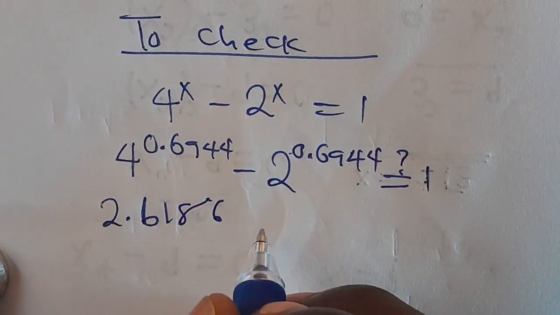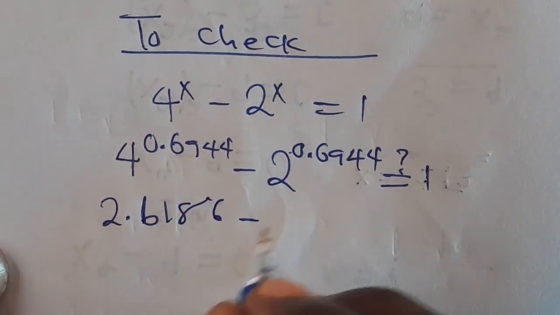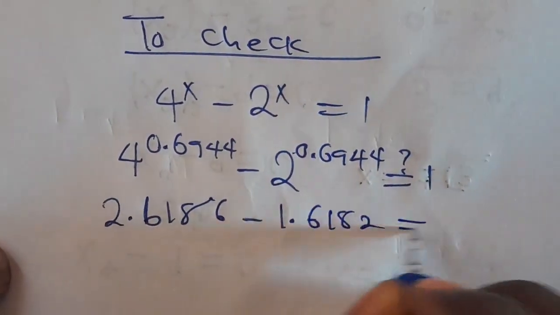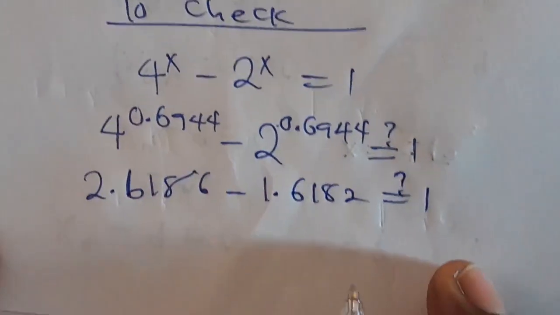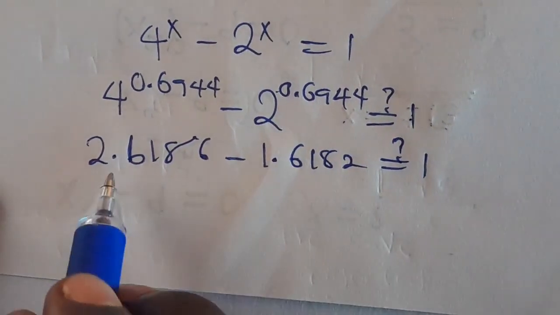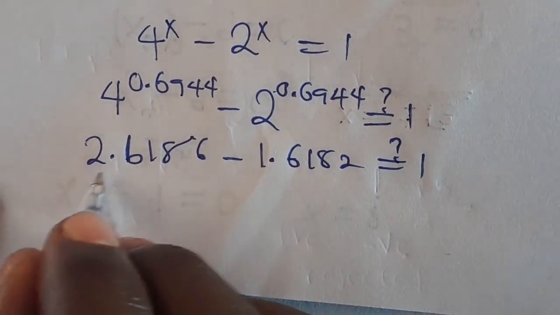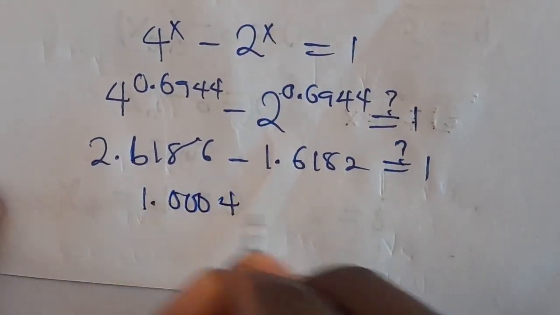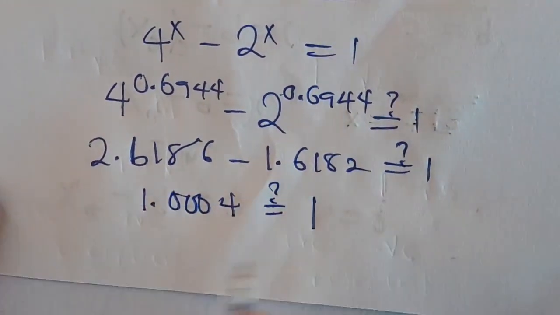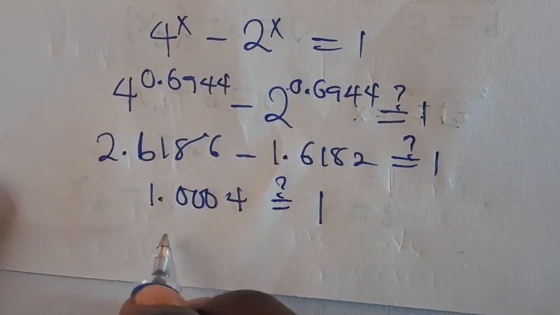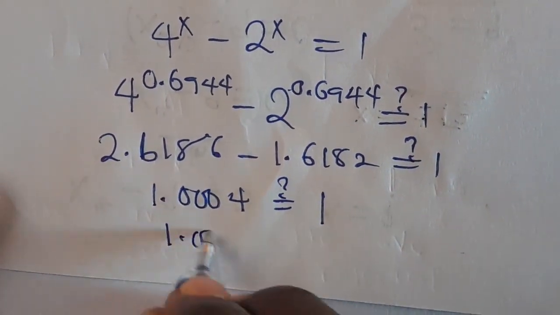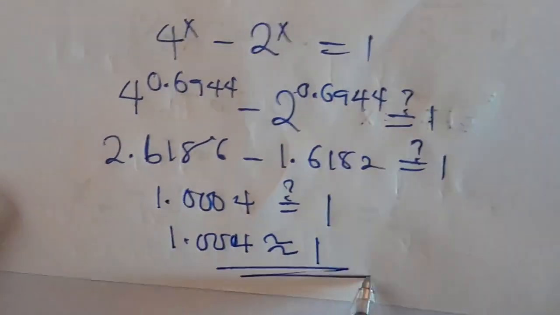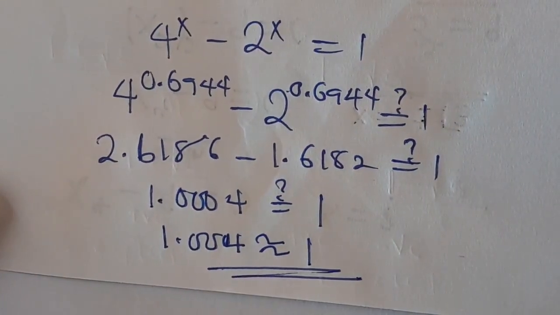2.6186 minus 1.6182, then it's going to be equal to 1. So from here, when you subtract 1.6182, we get 0.0004. Then is it going to be equal to 1? So we can approximately have this one equal to 1. And this is true for the value of x equals 0.6944.